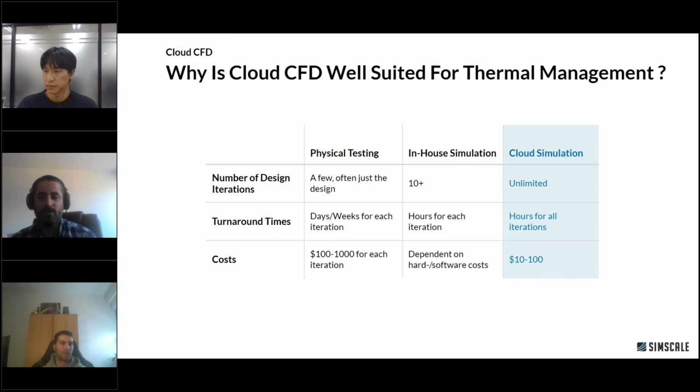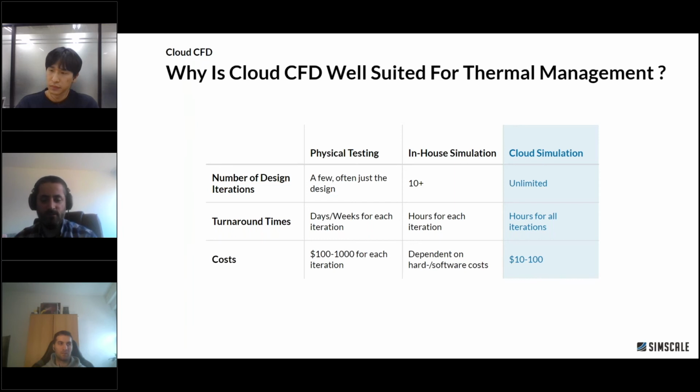And now we can look at what cloud simulation actually does to this. And it's in a sense very simple. It brings down the turnaround times for all of these simulations that you do or would want to do to the turnaround time of one simulation. So essentially hours for all iterations, and the costs now, at least in regards to SimScale, are also pointed out here. And that simply is because we have unlimited computing power. We can run all of these simulation runs in parallel.